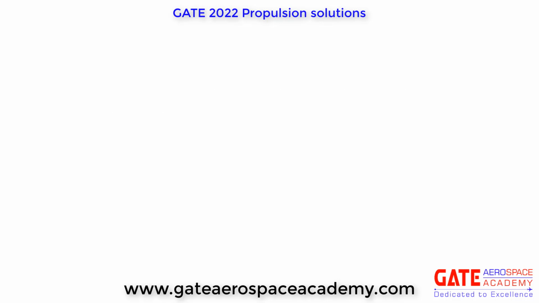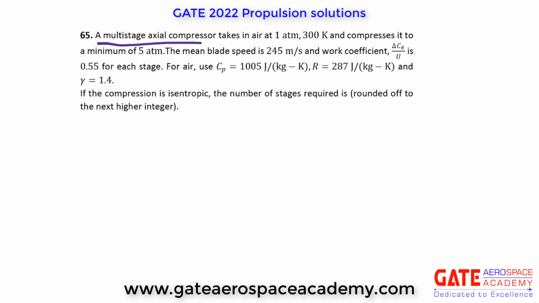Question number 65. A multi-stage axial compressor takes in air at 1 atm, 300 Kelvin, and compresses it to a minimum of 5 atm. The mean blade speed is 245 meter per second. So U is 245 meter per second and work coefficient delta C theta upon U is 0.55 for each stage. For air, use Cp is equal to 1005 joule per kilogram Kelvin, R is equal to 287 joule per kilogram Kelvin and gamma is 1.4. If compression is isentropic, the number of stages required is.